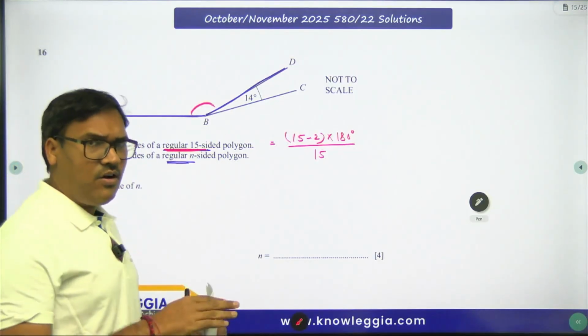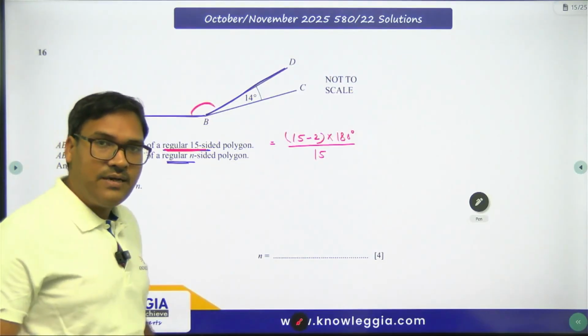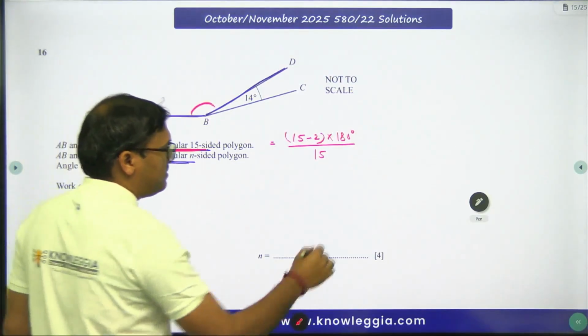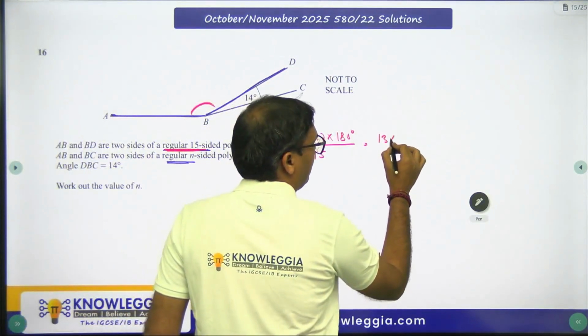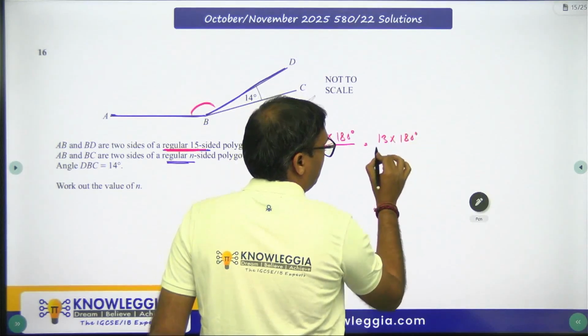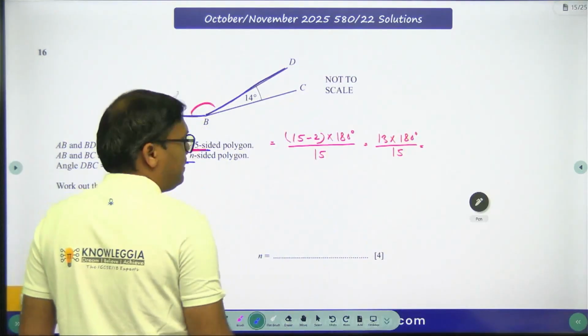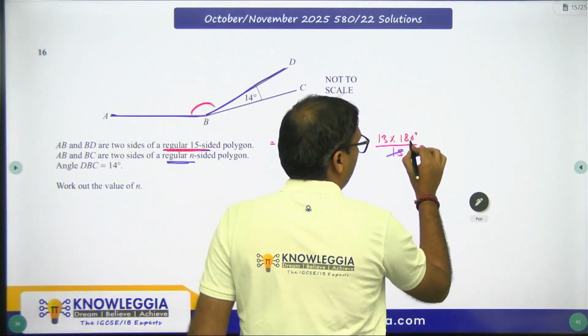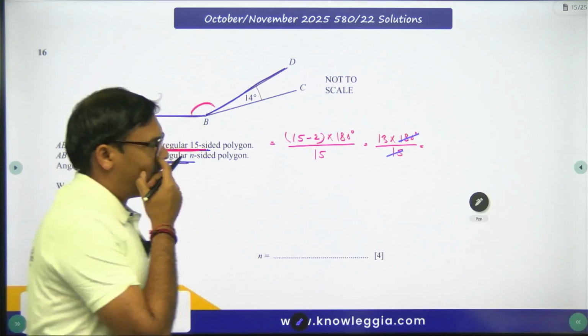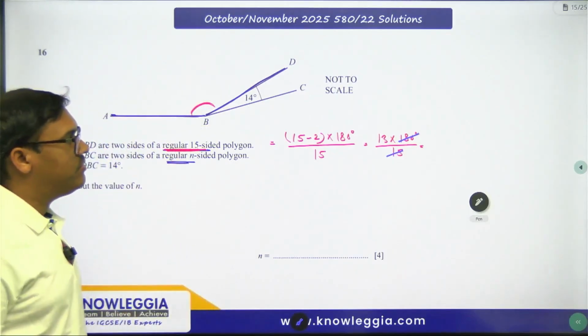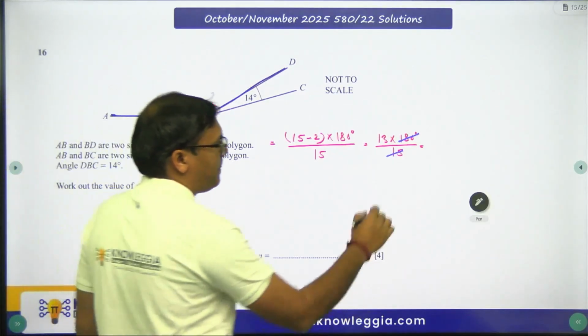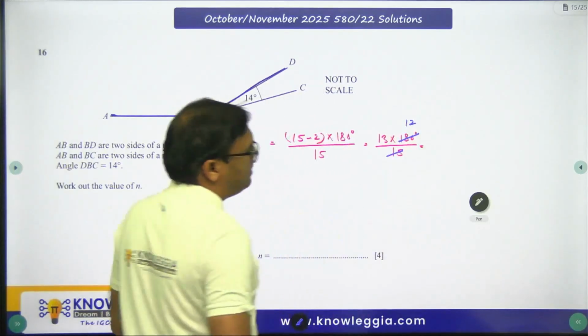The angle of each angle of an n-sided regular polygon. Now what is this? This is 13 into 180 divided by 15. So let's calculate this. If I cancel out 13, this is 15 and this will become 12. I hope this is correct.